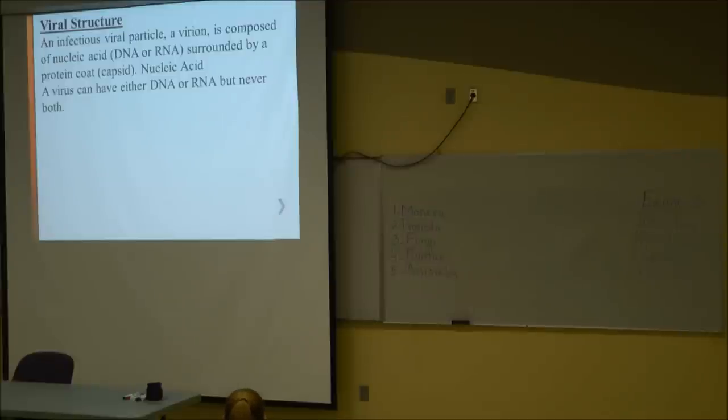Viral structure. All right. Infectious viral particle. What is infectious viral particle, which is also called a virion, is made up of two things: nucleic acid, DNA or RNA, and a protein jacket, which is called capsid. Sometimes it is also called nucleocapsid. Okay. I need to show you a diagram to explain what is infectious viral particle.